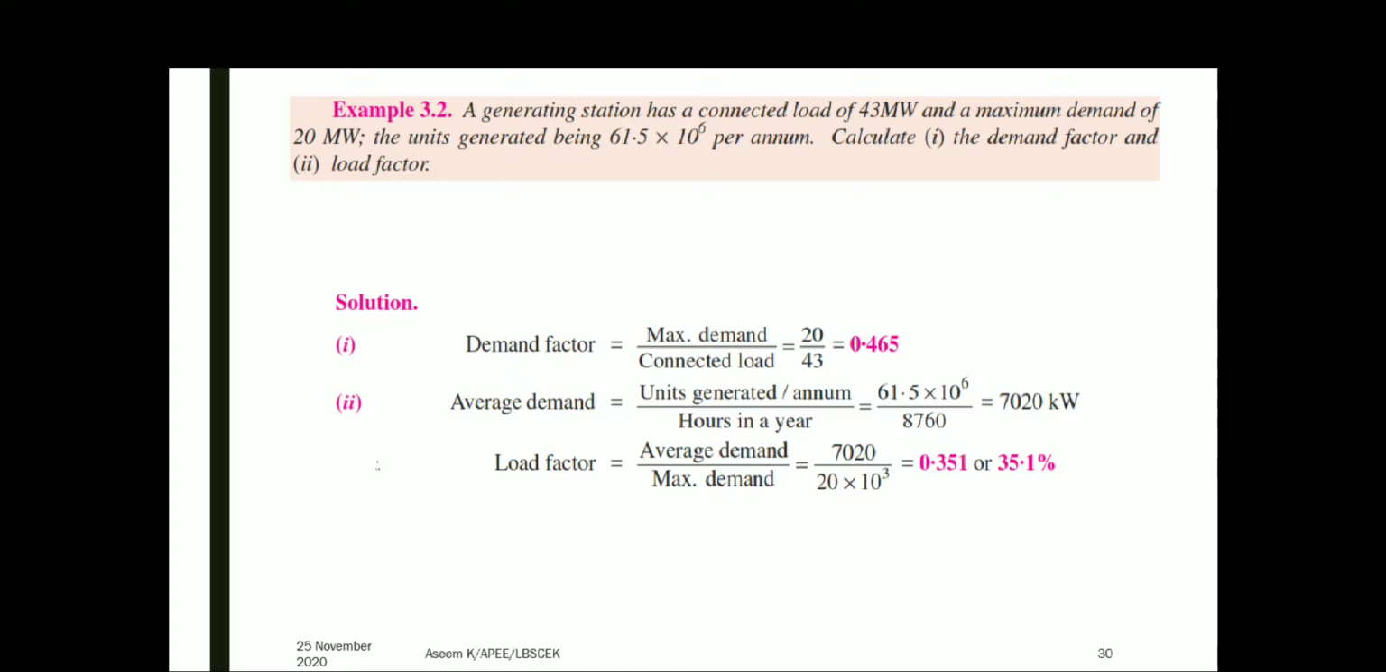Then load factor is nothing but average demand by maximum demand. So average demand is unit generated per annum divided by hours in a year. Unit generated per annum is given as 61.5 into 10 raised to 6, divided by 8760, that is hours in a year. So it is 7020 kilowatt. So average demand is 7020 kilowatt. So load factor is 7020 divided by maximum demand, that is 20 megawatt, which gives 0.351.